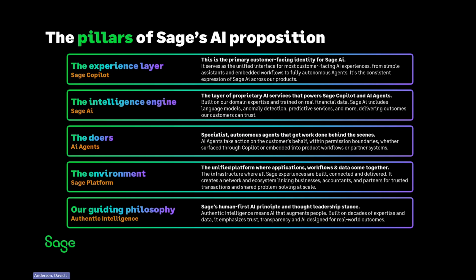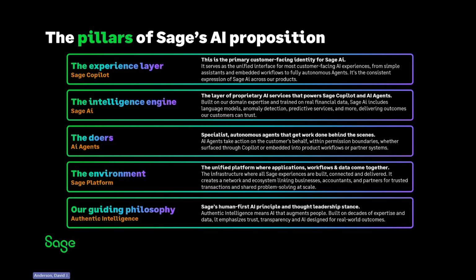Now, I want to start off with the framework. These are the 5 pillars of the Sage AI proposal. At the first stage, Sage Copilot is the experience customers use every day. That's the front door of AI across all of our products. Behind Sage AI is really our take on specific domains, intelligence engines that are built on real financial data and real domain expertise.